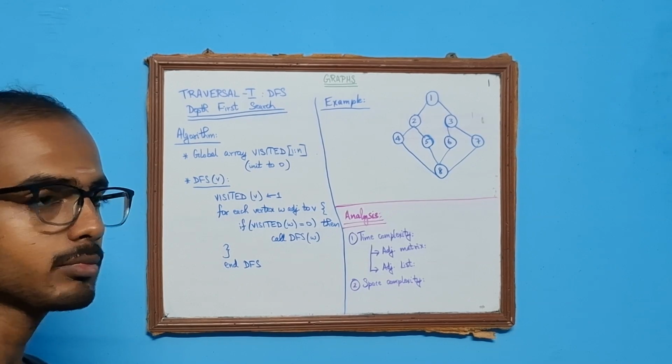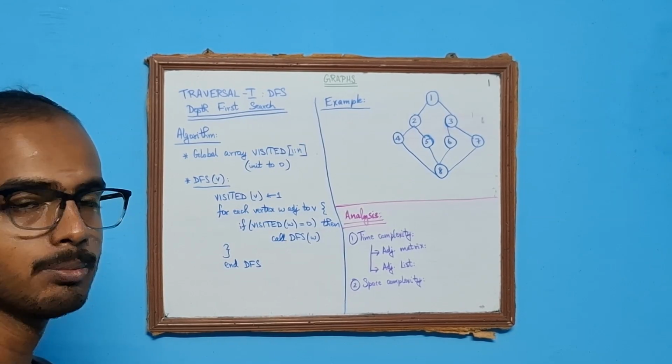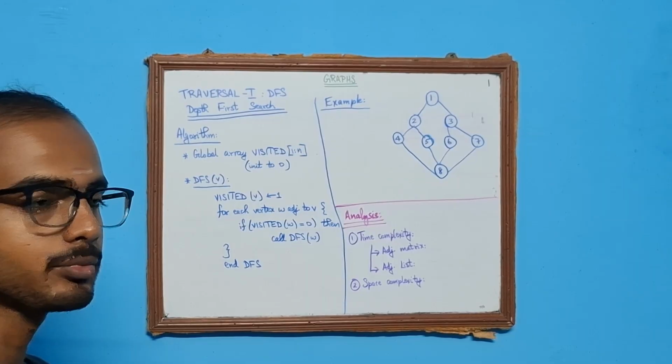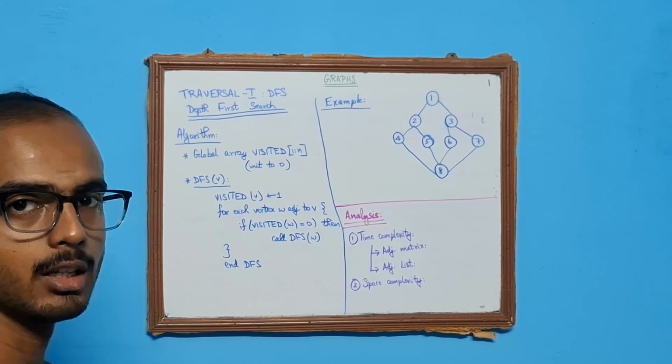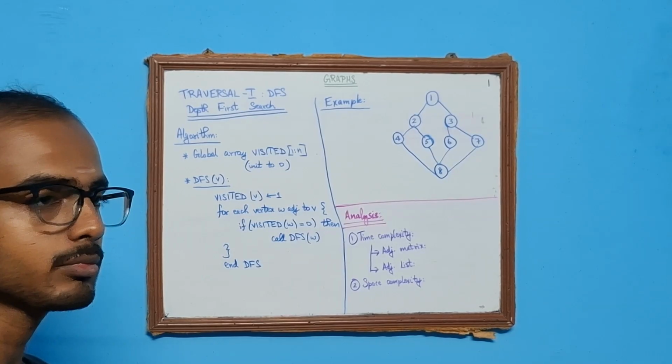Since we are using recursion here, and recursion is based on the number of vertices, it's obviously going to be order of V with respect to recursion. I'm not writing it as order of V because we have considered it n everywhere. So I'll write it as order of n, where n is the number of vertices.